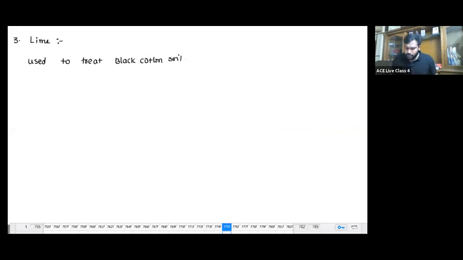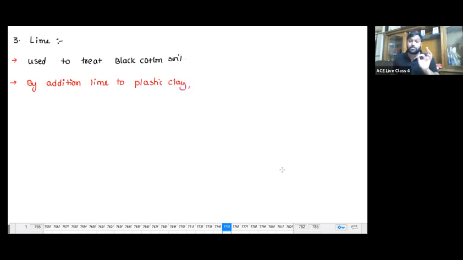Sir, how is it going to be useful in treating the black cotton soil? If you remember in chapter number 4, I told you, when a non-plastic soil is mixed with plastic clay, the resultant IP will decrease. Did I say that point? Yes. Now you see, this lime is used by addition of lime to plastic clay.